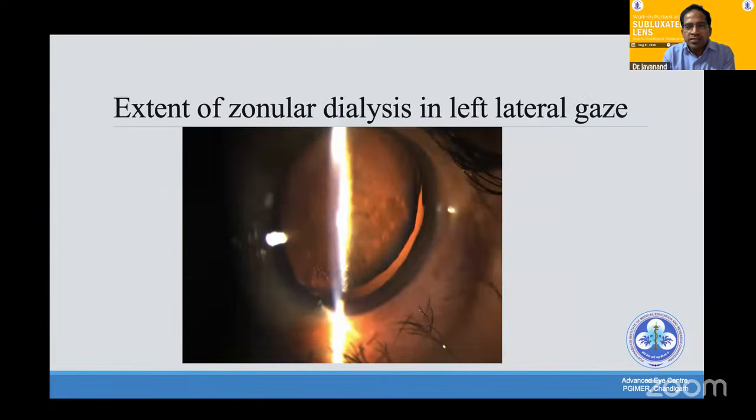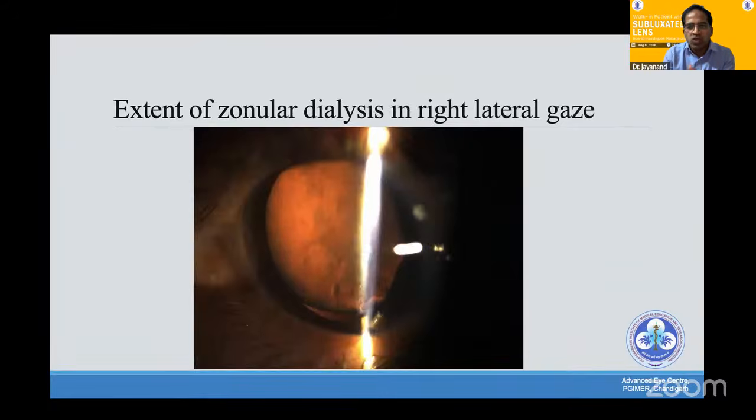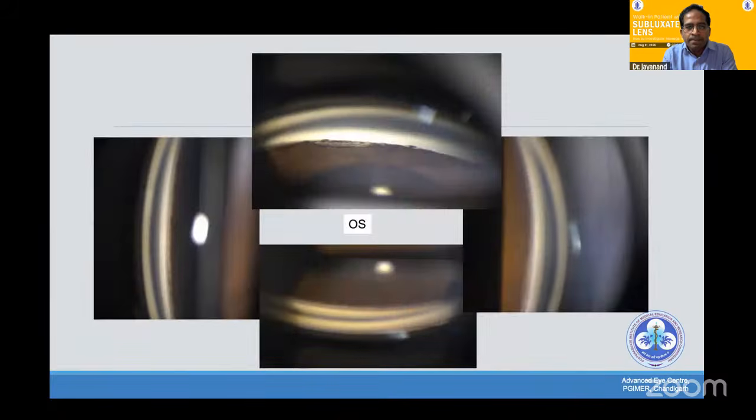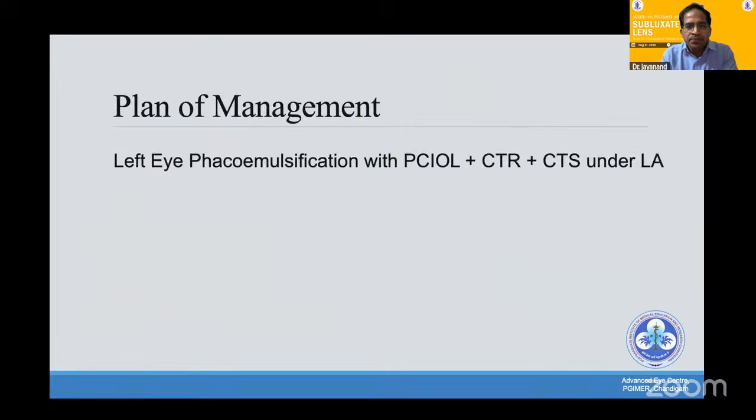The extent of zonular dialysis on left lateral gaze was extending from 2 o'clock to nearly 8 o'clock. Obviously, it was more than that on the table. Gonioscopy showed no evidence of any angle recession or cyclodialysis cleft, though there were a few synechiae. So our plan was to do a phacoemulsification along with a posterior chamber IOL along with CTR plus CTS.